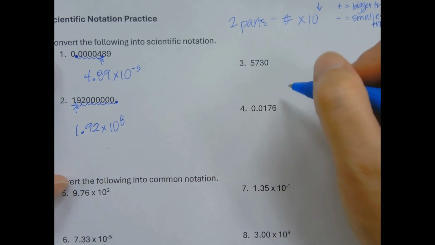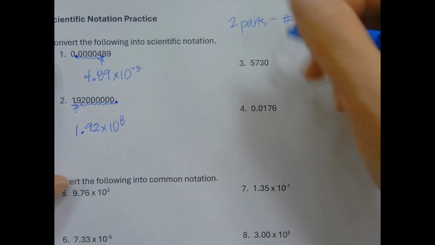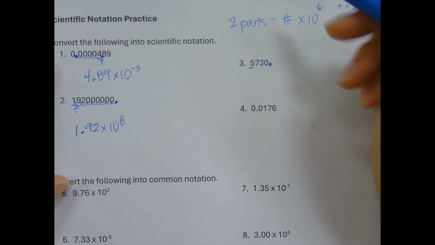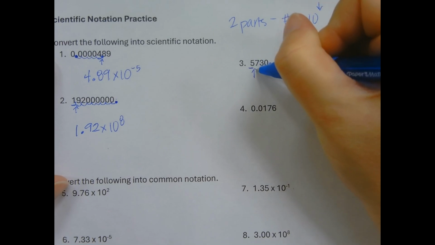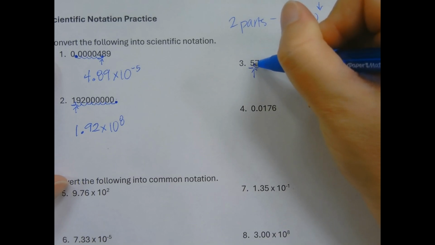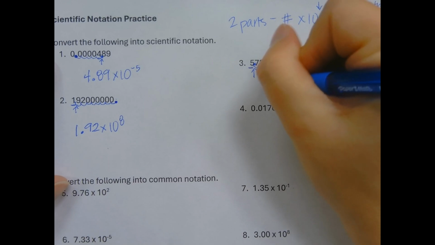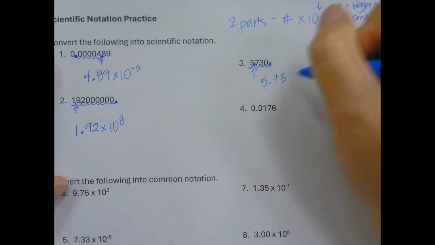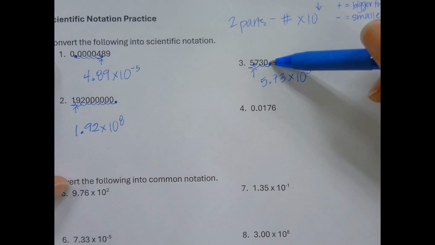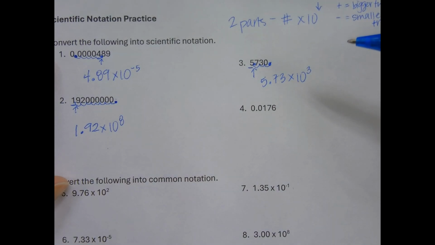Let's look at number 3. So first thing is figure out where the decimal is. It's going to be after the 0 because it's not written in our number. We want one non-zero integer in front of the decimal. So that means we're going to move it until it's between the 5 and the 7. So 1, 2, 3 times. So I rewrite my number, 5.73 times 10 to the, and then I moved it 3 times. It's a positive 3 because this number is larger than 1.